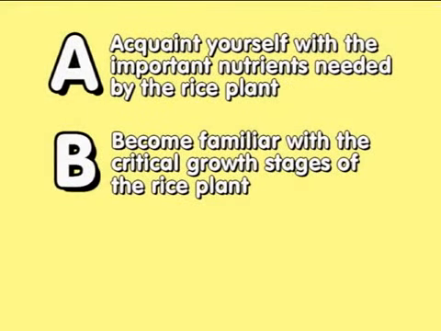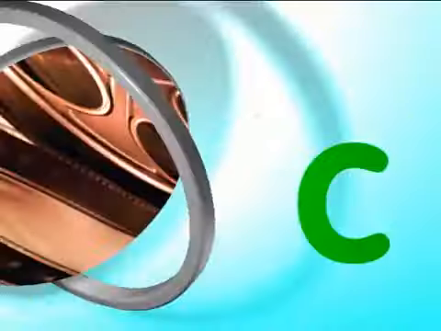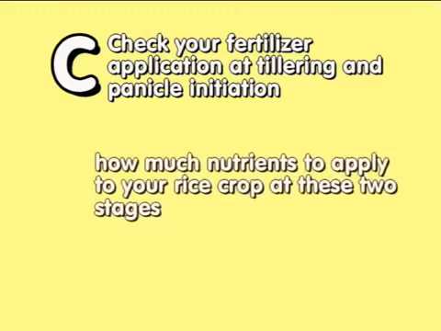In the last two videos, we learned about the A and B of the ABC of proper nutrition. In this video, we will talk about the C. Check your fertilizer application at tillering and panicle initiation. Specifically, you will learn how much nutrients to apply to your rice crop at these two stages.